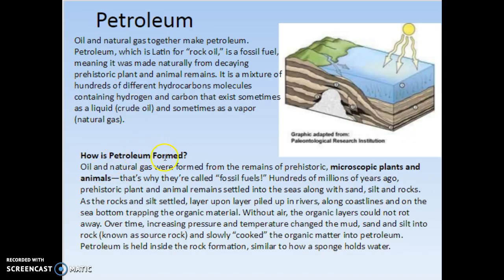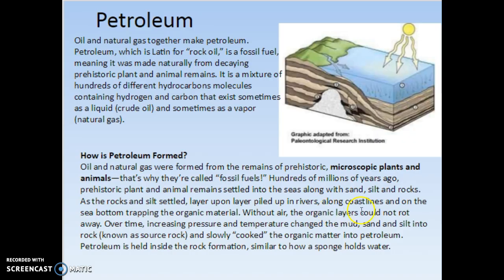So how is petroleum formed? Oil and natural gas were formed from the remains of prehistoric microscopic plants and animals. That's why they're called fossil fuels. Hundreds of millions of years ago, prehistoric plant and animal remains settled into seas along with sand, silt, and rocks. As the rock built up and the silt settled, layer upon layer piled up in rivers along coastlines and on the sea bottom, trapping the organic matter.